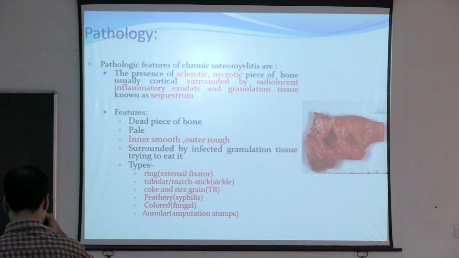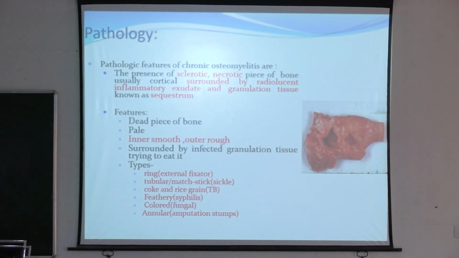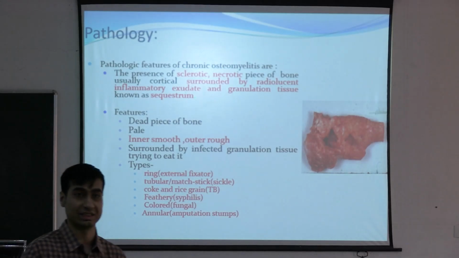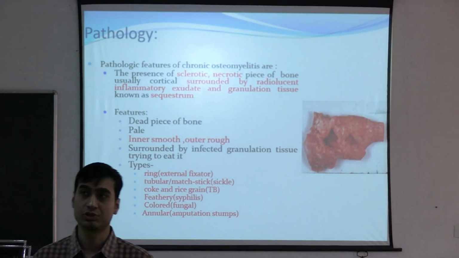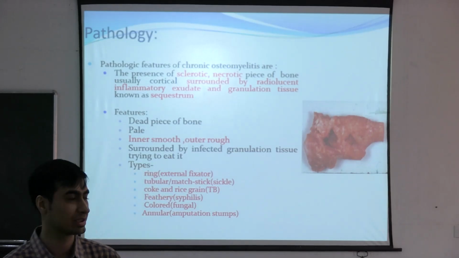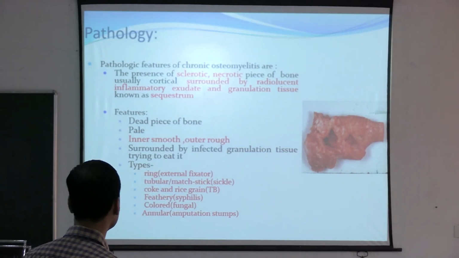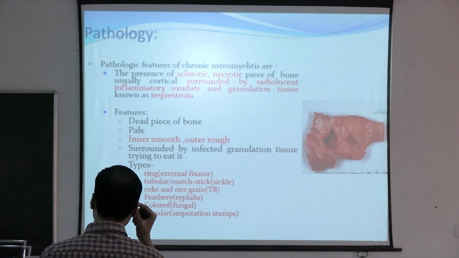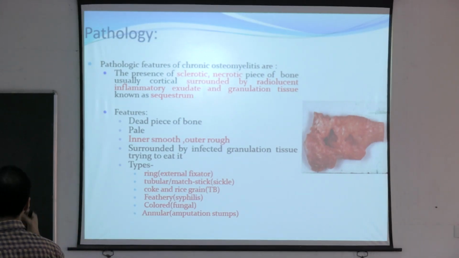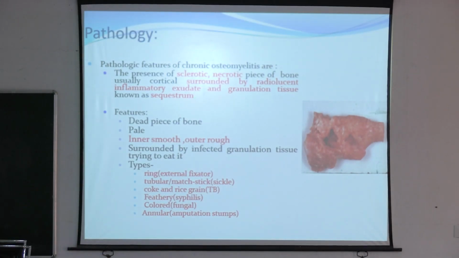So this slide is actually regarding sequestra. Now there are different types of sequestra. During our MBBS days, sequestra used to come as a short note in exams, a 5 marks or 10 marks question. So first the definition. What are the pathological features of chronic osteomyelitis? The presence of a sclerotic, necrotic piece of bone, usually cortical, surrounded by radiolucent, inflammatory exudate and granulation tissue is known as the sequestrum. So this is the definition of sequestrum.